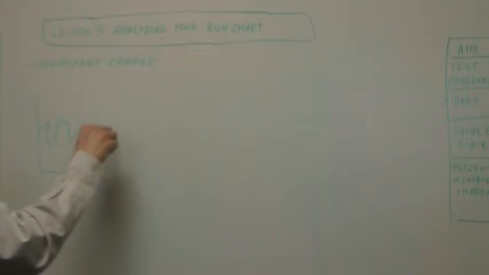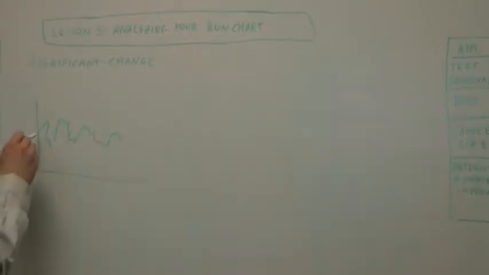Now suppose we have our run chart here with a whole bunch of baseline data. And generally the median is going to be down the middle of the data like that. So knowing what the median is is very important because one of our rules for detecting a significant change depends on the median. But first, let's define what a significant change is.